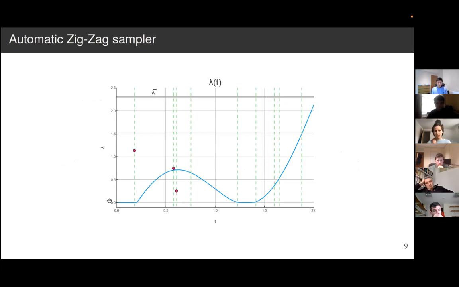Graphically, it means this. So we have a time-varying rate, an upper bound. We propose these green lines, which are from a homogeneous Poisson process with rate lambda bar. And then for each proposed point, we accept with probability this function of interest over lambda bar. So we eventually accept here at our third attempt.